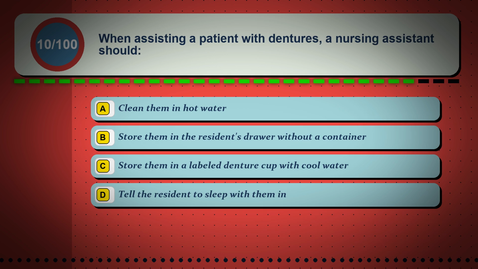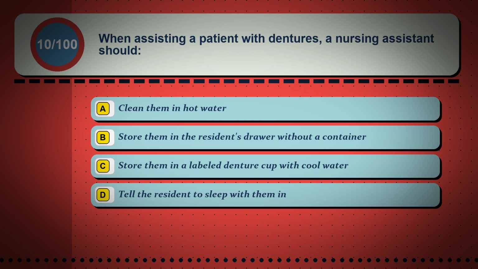Question 10. When assisting a patient with dentures, a nursing assistant should Option A. Clean them in hot water. Option B. Store them in the resident's drawer without a container. Option C. Store them in a labeled denture cup with cool water. Option D. Tell the resident to sleep with them in.